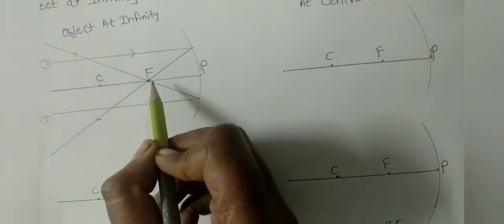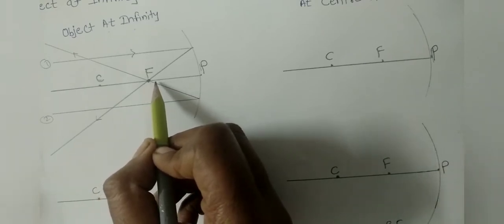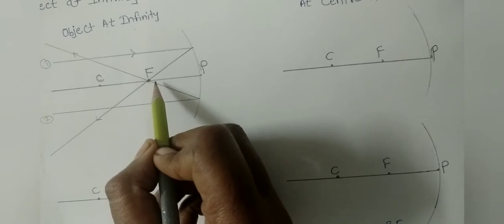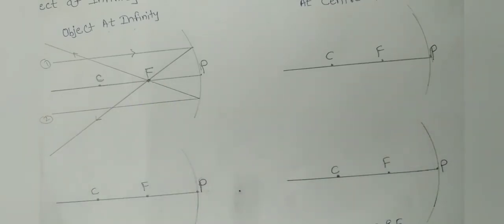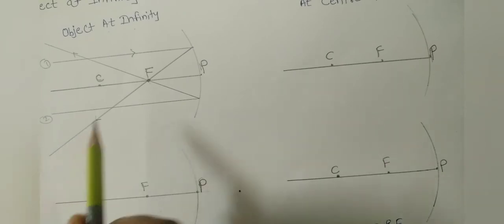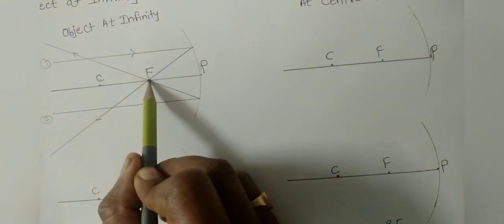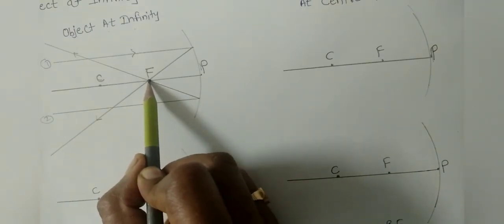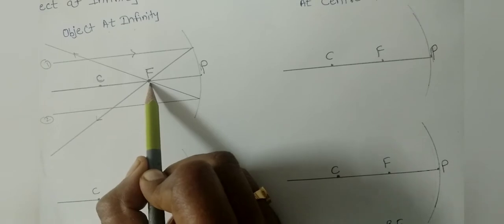Since the image is formed by actual meeting of rays, the image is real. So we learn about the real and virtual image. If the reflected rays actually meet with each other, then that image is real image. If the rays only appear to meet with each other, then that image is called a virtual image. So here in this case, these rays are actually intersecting with each other, and so this is a real image.